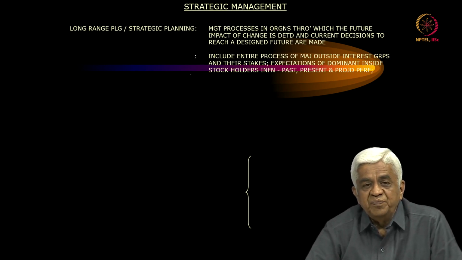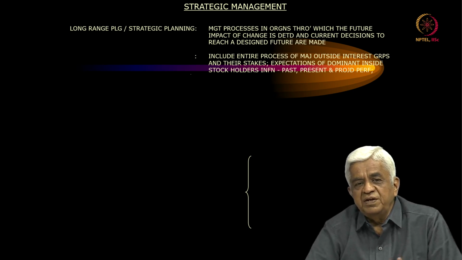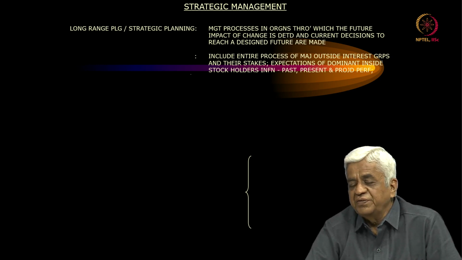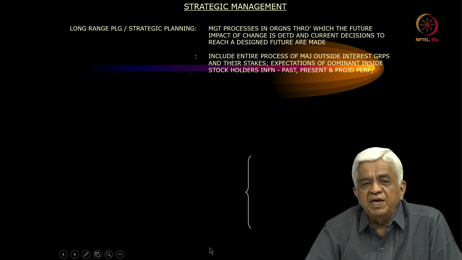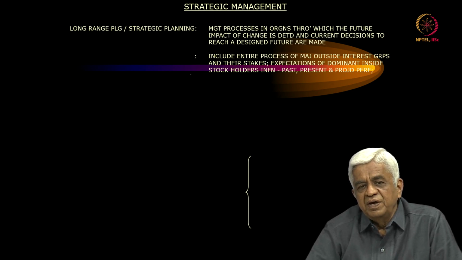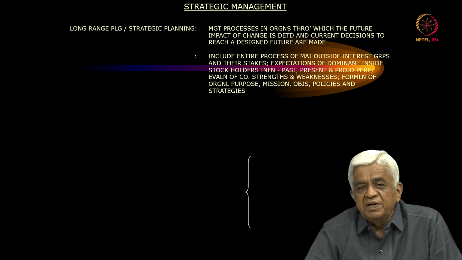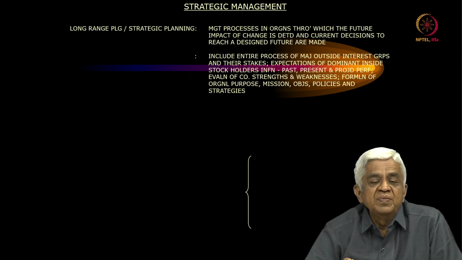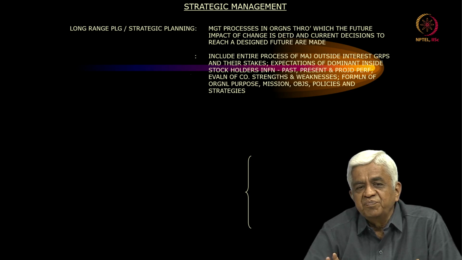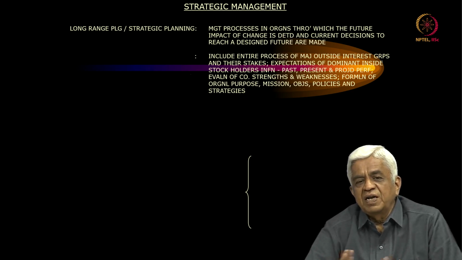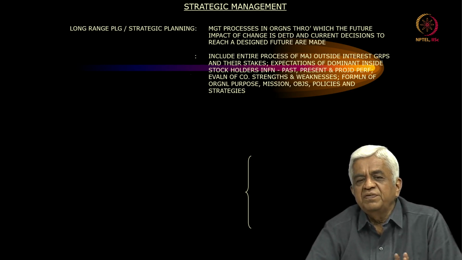What does it include? It includes the entire process of major outside interest groups and their stakes, expectations of dominant inside stockholders, information present, past, present and projected future. Then evaluation of company strengths and weaknesses, formulation of organizational purpose, mission, objectives, policies and strategies.